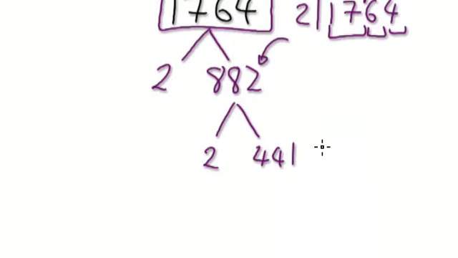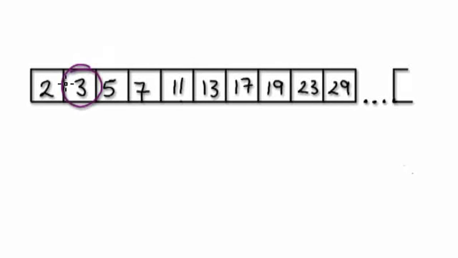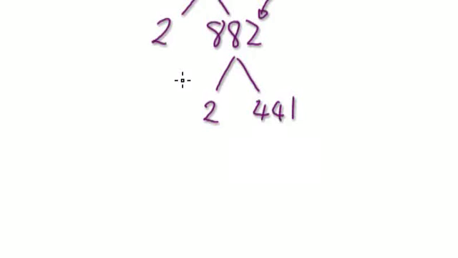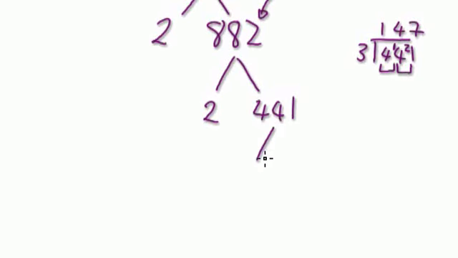Okay. Now this 441, I can't divide by 2. So let's try and select another prime number. Let's jump to the next one. Let's try 3. Okay. Let's see if 3 will work. So is it possible to divide 441 by 3? 4 divided by 3 would be 1, remainder 1. Now 14 divided by 3 without going over would be 4, remainder 2. So it's 21 divided by 3, that's 7. So I can divide this by 3. So 3 times 147.